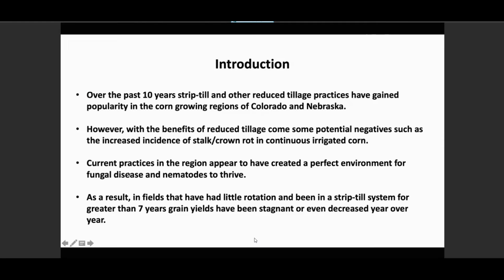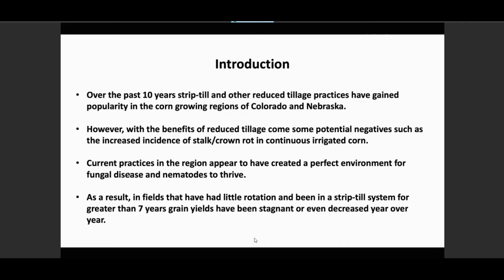Just to give you a brief introduction, over the past 10 years, strip till and other reduced tillage practices have gained popularity in the corn growing regions of Colorado and Nebraska. These reduced till practices have their own benefits, mostly in terms of nutrient retention and moisture retention, which can lead to increased soil health. But they also have some potential negatives, such as the increased incidence of stalk or crown rot in continuous irrigated corn.